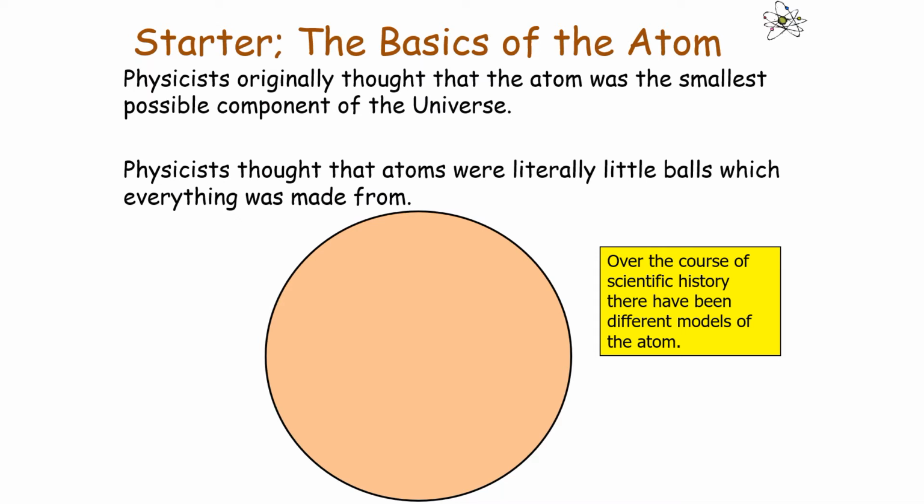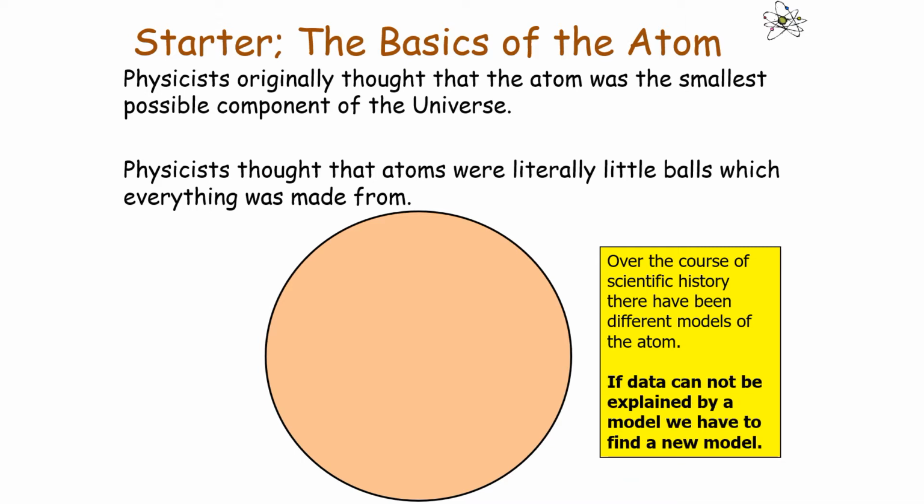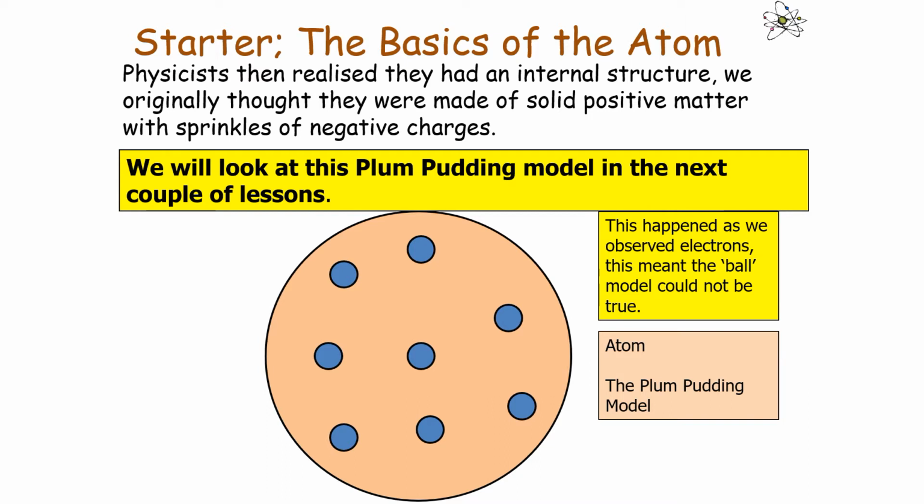Now, over the course of scientific history, there have been many different models of the atom. A scientific model is an idea used to explain observations and data. If data cannot be explained by a model, then we have to find a new model. So the idea was that when we came up with the plum pudding model, this was decided upon because we observed electrons inside the atom, which meant that the ball model could not be true.